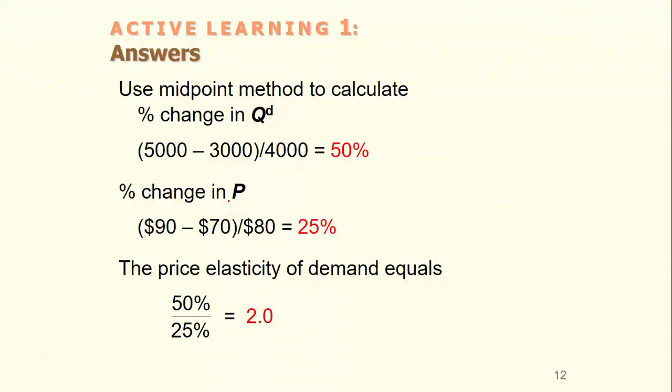The price elasticity of demand is equal to 50%. That is the percentage change in quantity demanded divided by 25%. That is the percentage change in price, which is equal to 2.0. That is price elasticity of demand. So this is how we calculate the price elasticity of demand using the midpoint method.